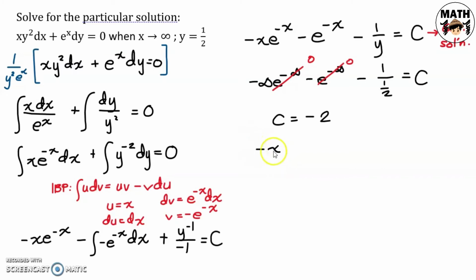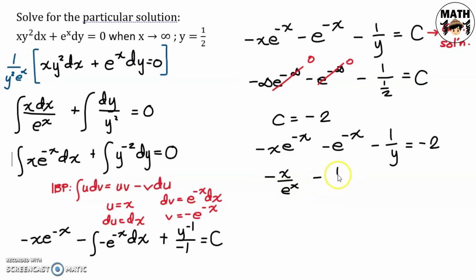So, negative x, e raised to negative x, minus e raised to negative x, minus 1 over y, that is equal to negative 2. So, usually when we're writing the final answer, wala tayo nung negative exponents. So, lagay natin sa baba or sa denominator. So, negative x over e raised to x, minus 1 over e raised to x, minus 1 over y, that is equal to negative 2.